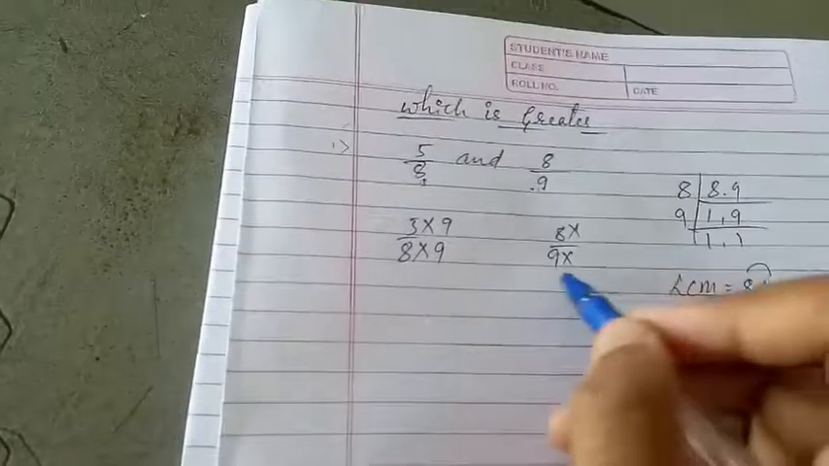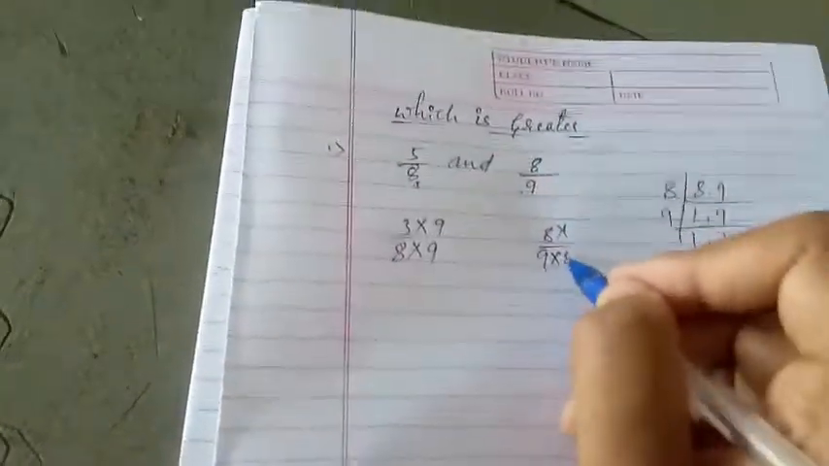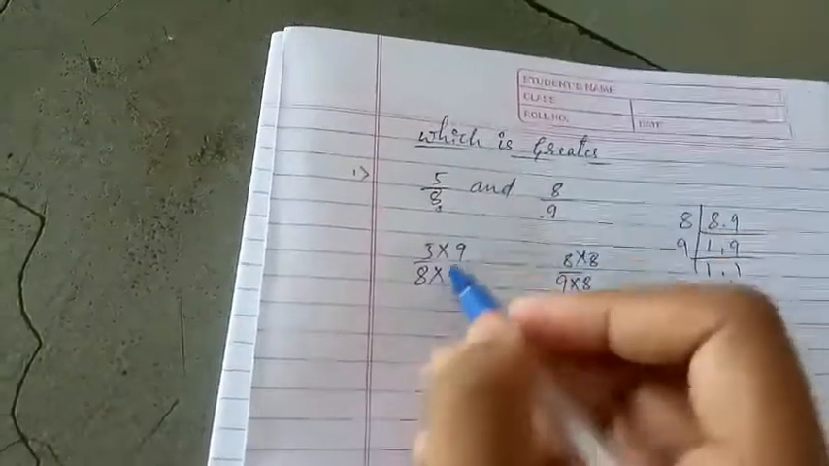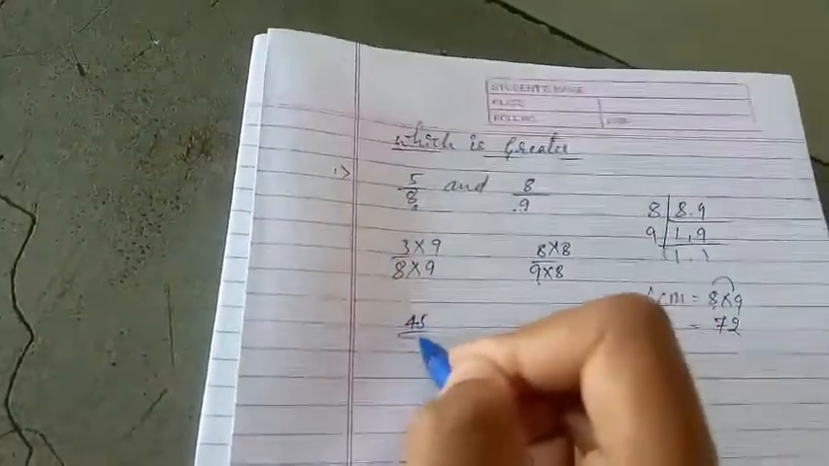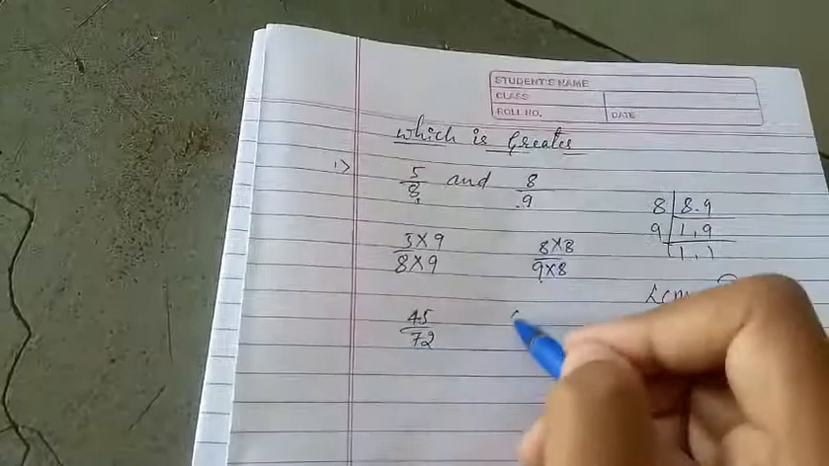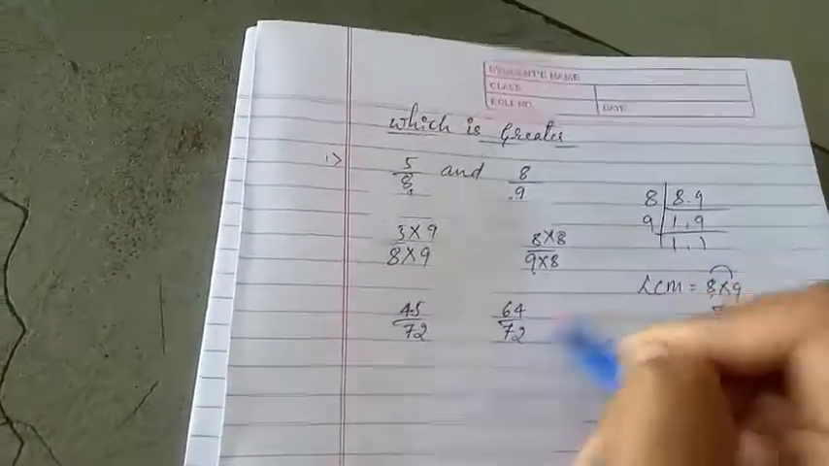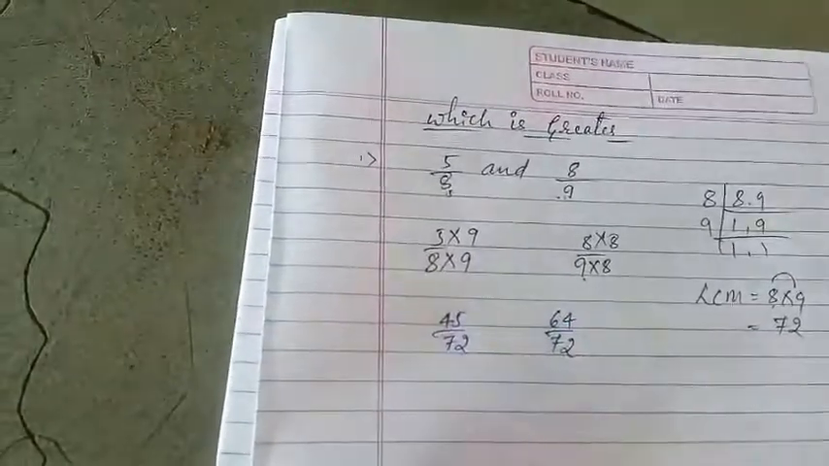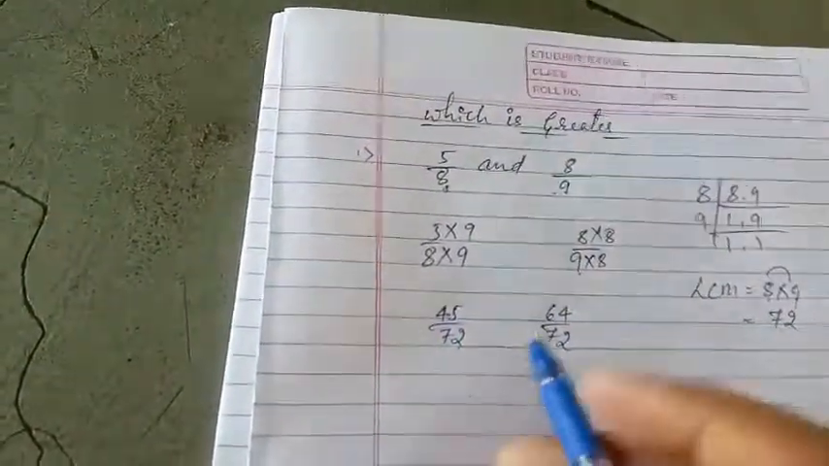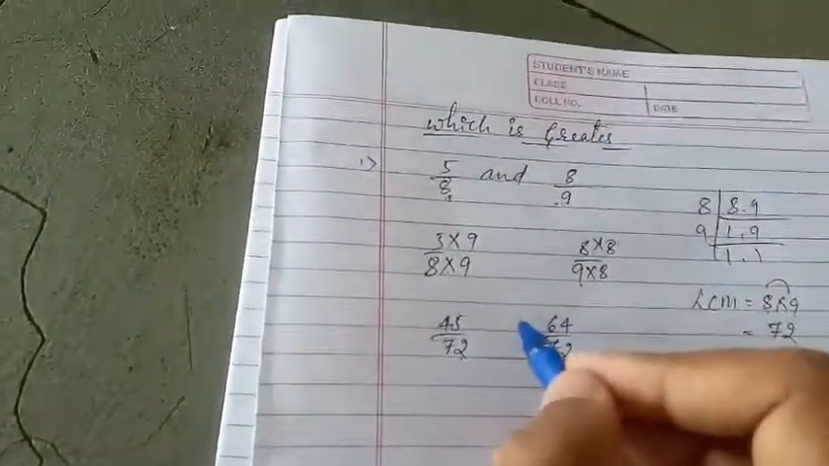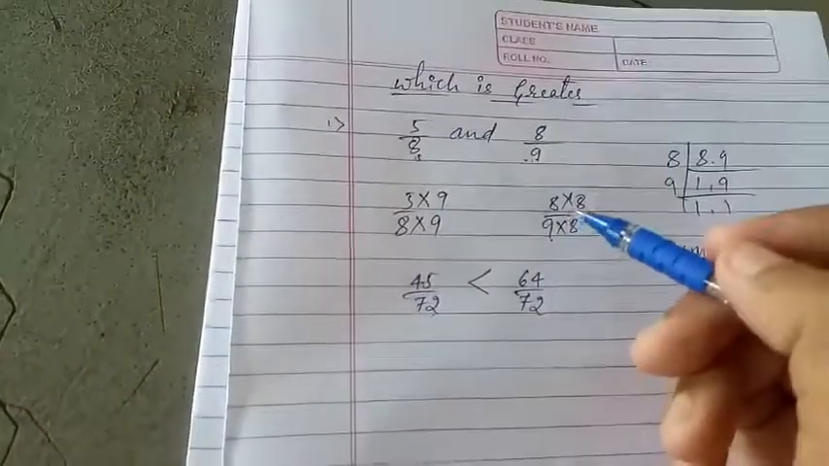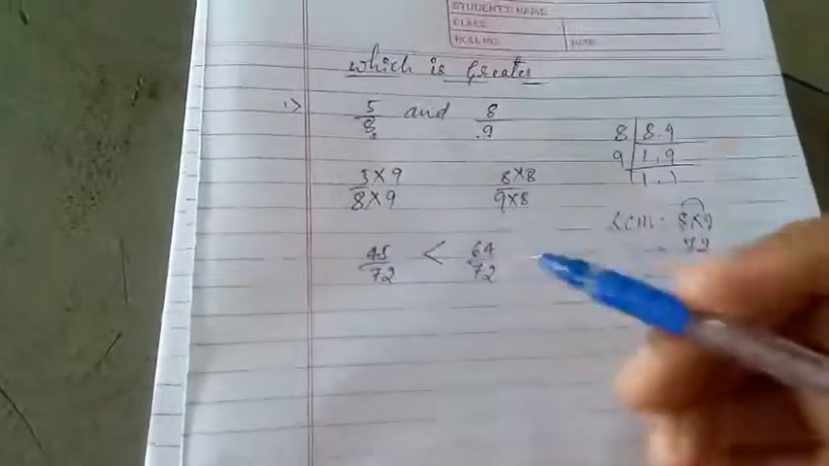What do you have to multiply with 9 to get 72? 9 eights are 72. So here also multiply by 8. So now 5 nines are 45 by 72. Next, 8 eights are 64 by 72. So here the denominators are the same. Now only compare the numerators. 45 and 64. Which one is greater? Obviously 64. So this is the way of finding the greater or smaller rational numbers.